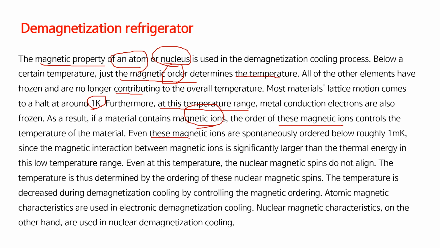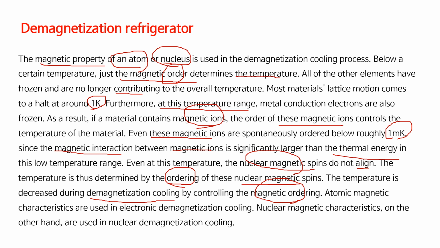Even these magnetic ions are spontaneously ordered below roughly 1 millikelvin, since the magnetic interaction between the magnetic ions is significantly larger than the thermal energy in this low temperature range. Even at this temperature, the nuclear magnetic spins do not align. The temperature is thus determined by the ordering of these nuclear magnetic spins. The temperature is decreased during demagnetization cooling by controlling the magnetic ordering.